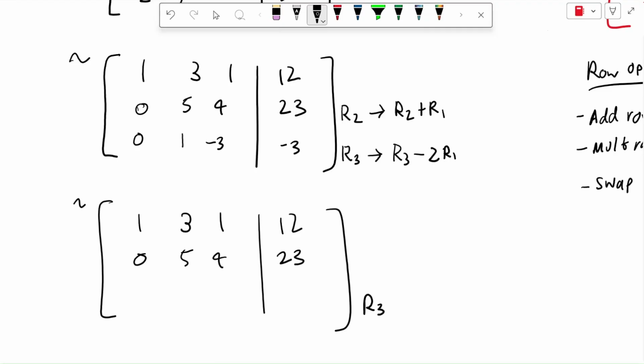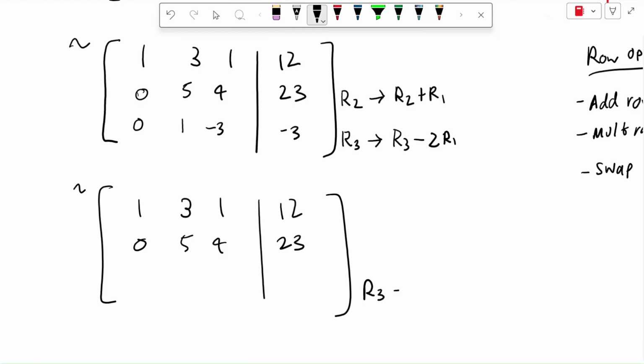Row 3 can go to 5 lots of row 3, take row 2. So, in fact, I'm even going to do that the other way around. It's going to go to row 2, take 5 lots of row 3, just because that'll give me a few less negative numbers. So, let's think about this.